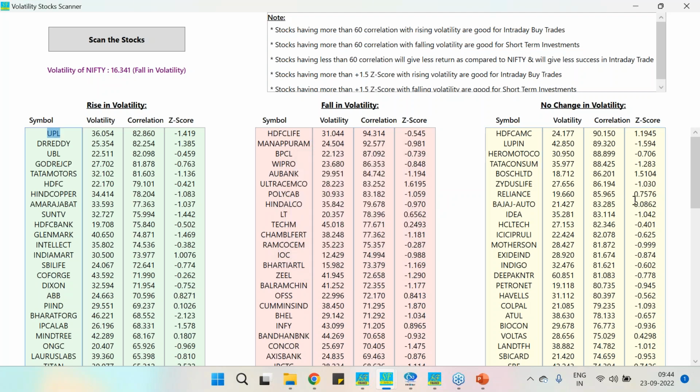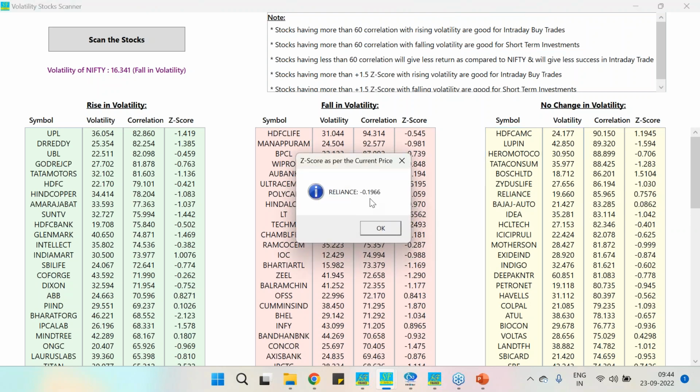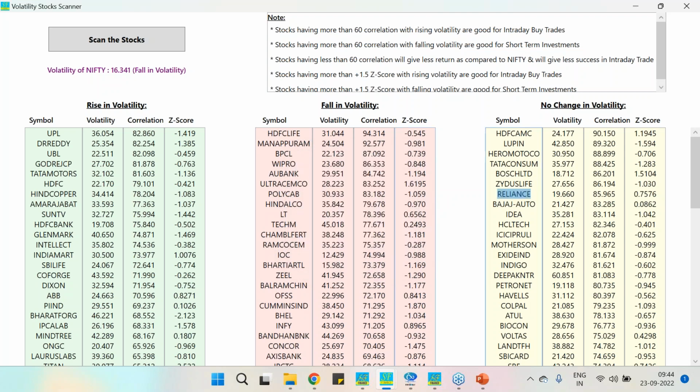Say here Reliance was having 0.75 till yesterday, and the correlation is pretty good, above 60%. Now if we double click on Reliance and see here, the Z score is coming negative, but not in our actionable range. We need -2 or +2. It is minus 1.9, sorry, minus 0.19. So this is the first use of this Z score, in the pair trade.